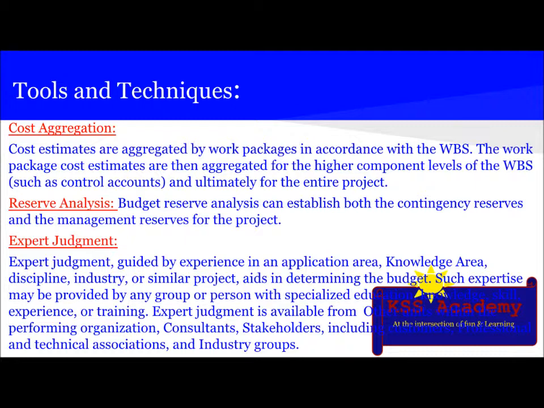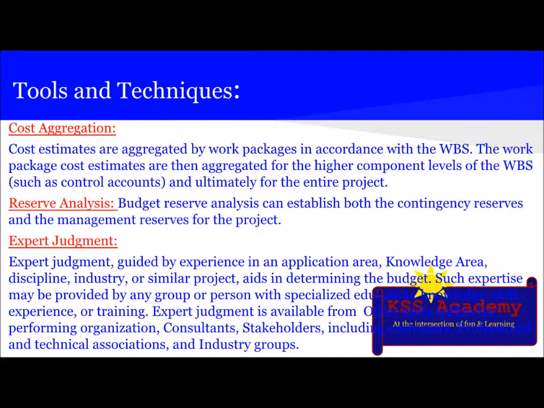Then there is reserve analysis, which consists of contingency reserves and management reserves. Contingency reserves are the cost involved for known unknowns, and management reserves are for the unknown unknowns. We have already talked about this in detail in past tutorials. You can go back to my channel and search for other cost related project management processes, and you can know more about reserve analysis.